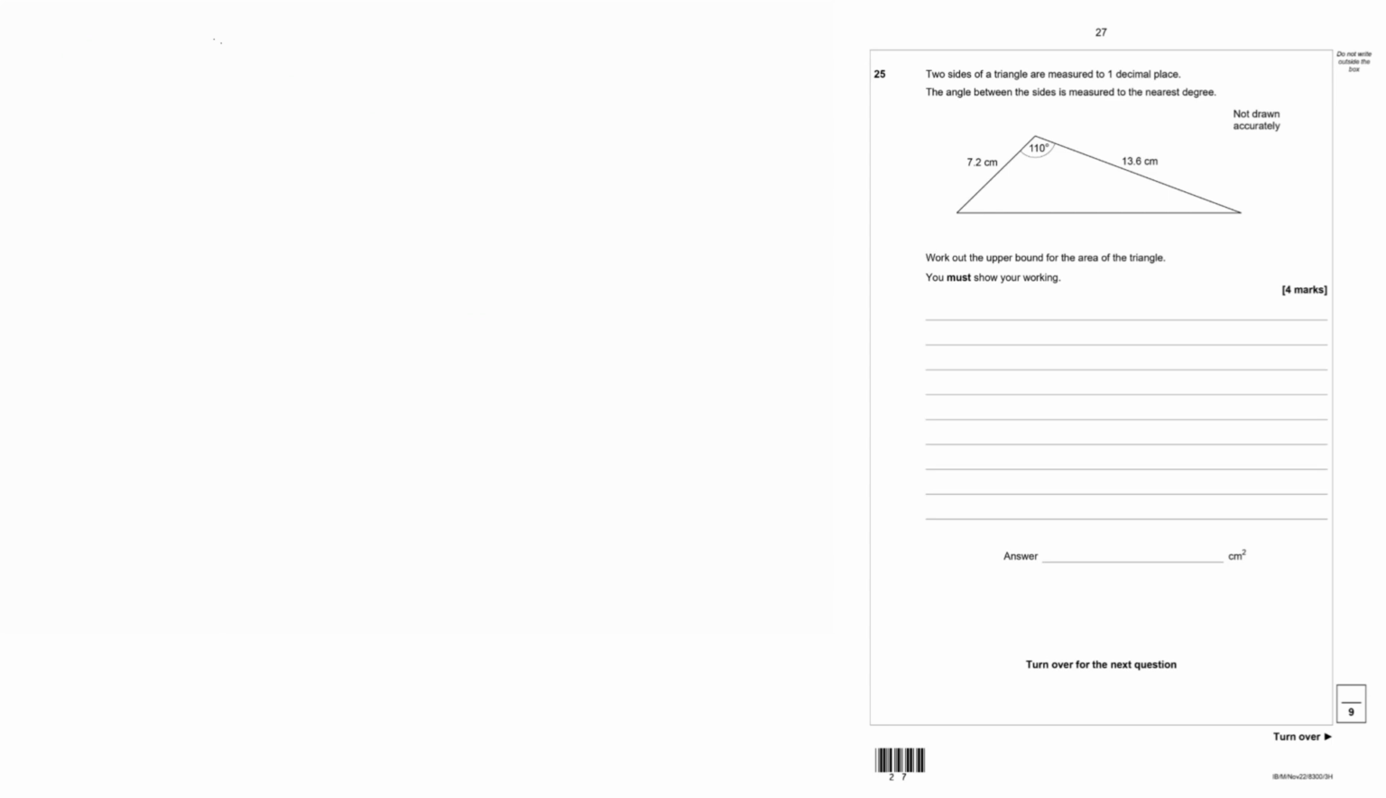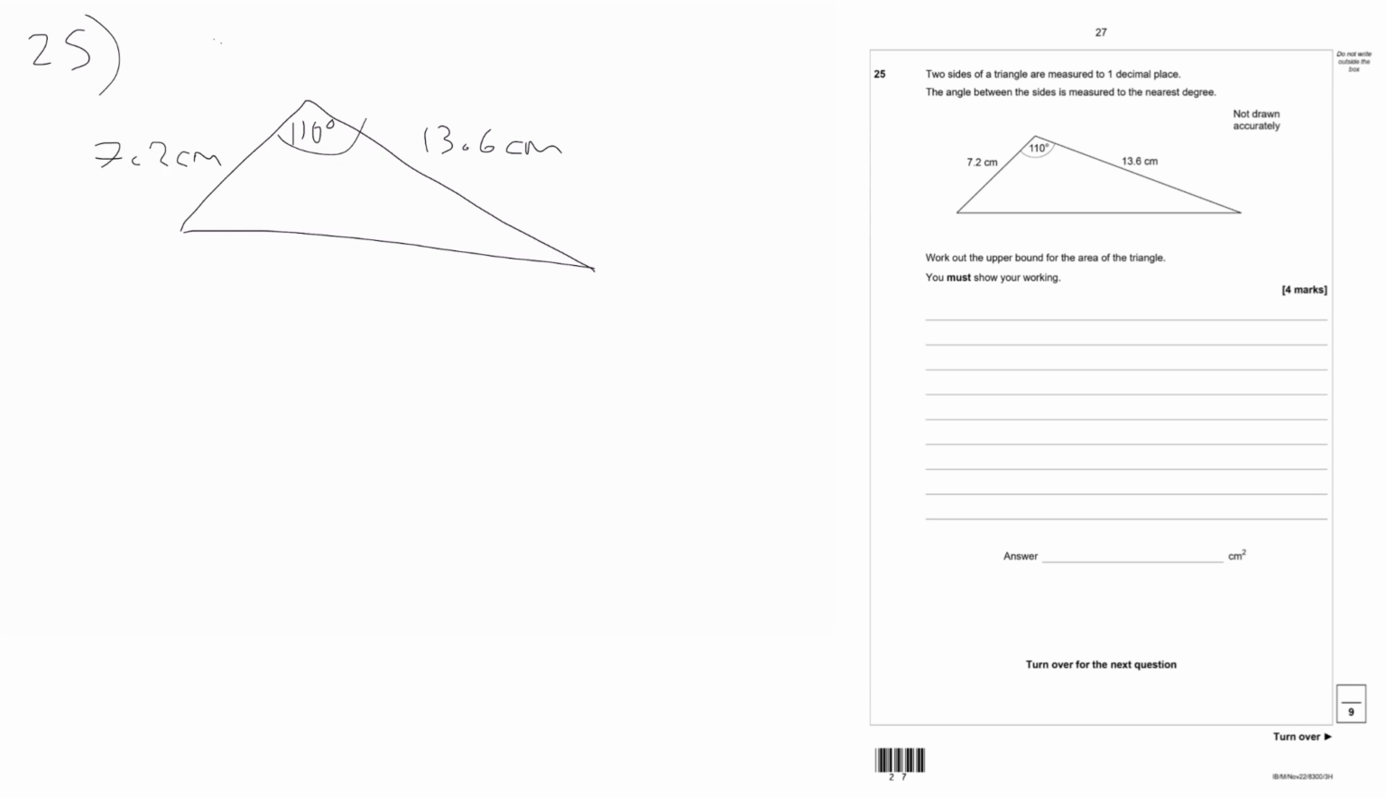So moving on to question 25, and we're given this triangle here, which we're told has an angle here of 110 degrees. On this side, we have a length of 13.6 centimetres, and on the other side, we have a length of 7.2 centimetres. And we're asked to work out the upper bound for the area of the triangle. So what I'm going to do, let's call these sides A, B, and C, and then the angle is opposite the length, so this would be angle C, this would be angle B, and this would be angle A.